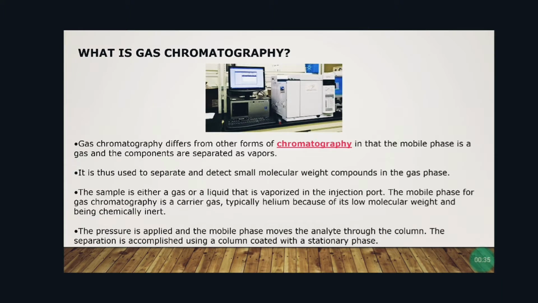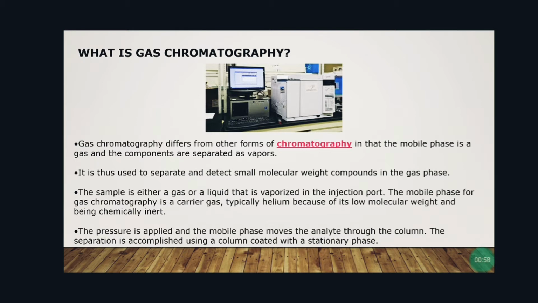First, let us see what is gas chromatography. Gas chromatography differs from other forms of chromatography in that the mobile phase is a gas and the components are separated as vapors. It is thus used to separate and detect small molecular weight compounds in the gas phase. The sample is either a gas or a liquid that is vaporized in the injection port.